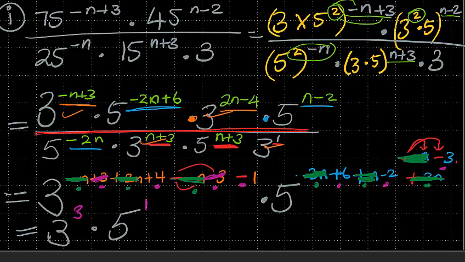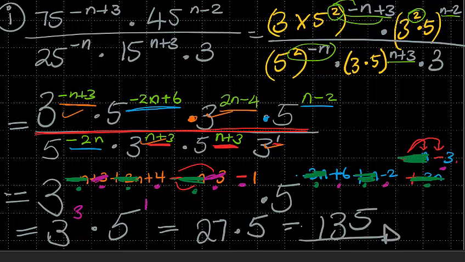Now let's simplify it further. 3 times 3 times 3 is equal to 27. Multiplied by 5 to the power of 1, which is just 5. 27 times 5 is 135 as my final answer.